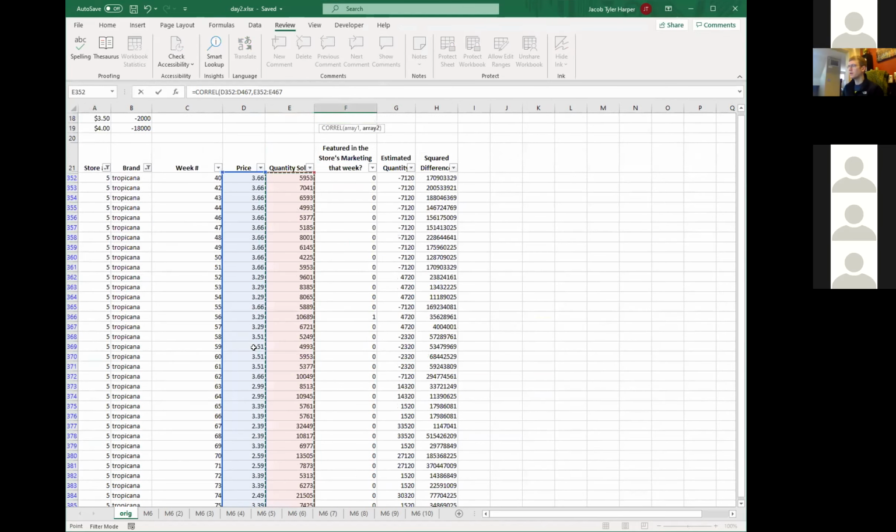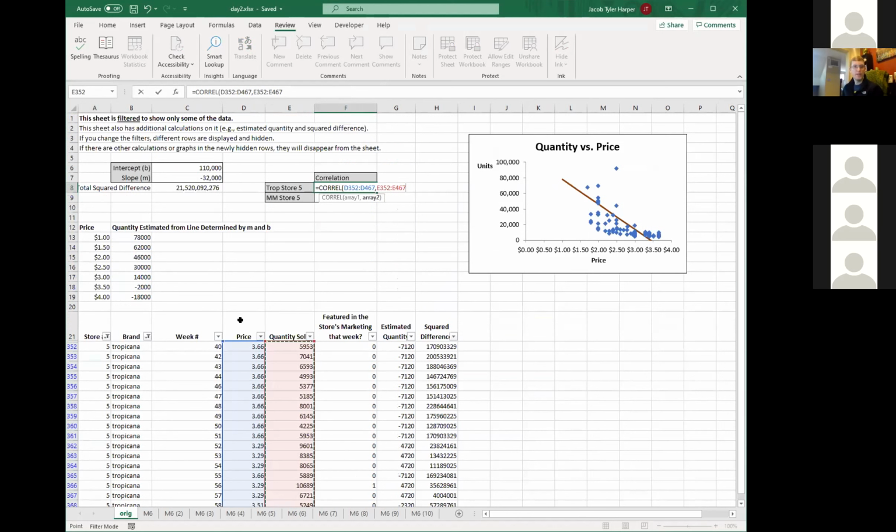The things we're comparing would be the price and quantity. Make sure you do not grab the headers because then you'll grab everything between rows 21 and 352, and we don't want that. So that's all there is to find the correlation coefficient. Type CORREL, put some columns in with a comma in between.